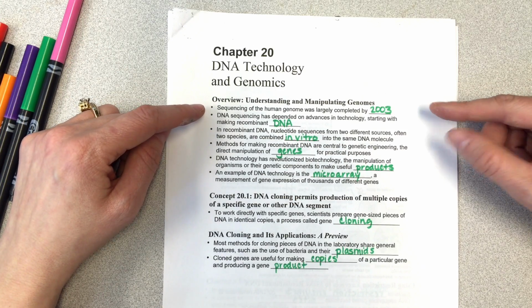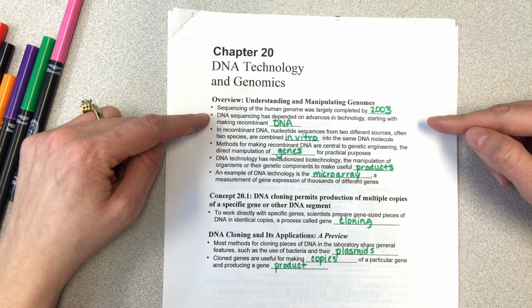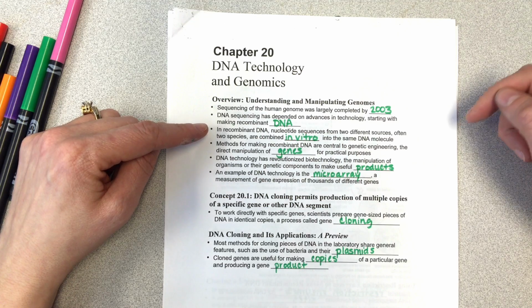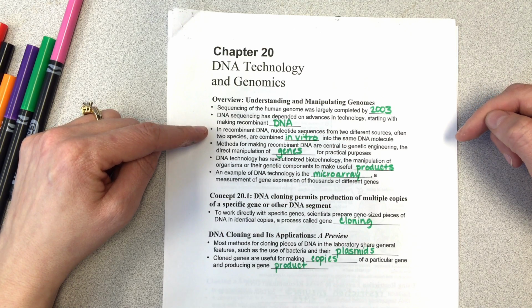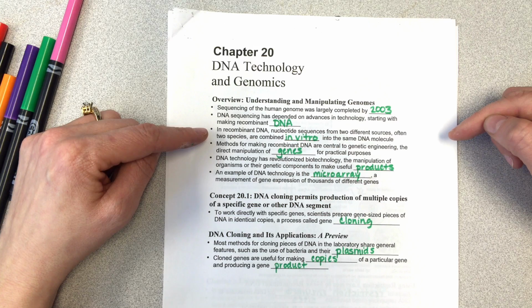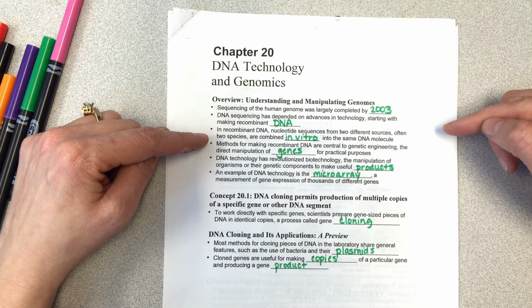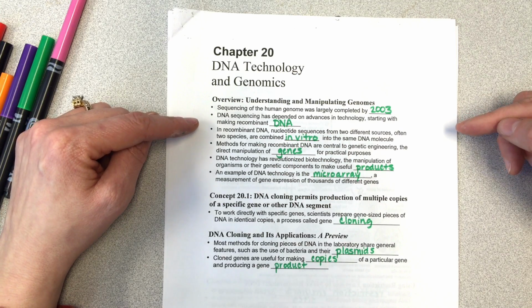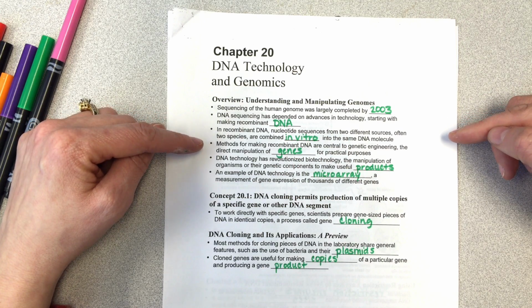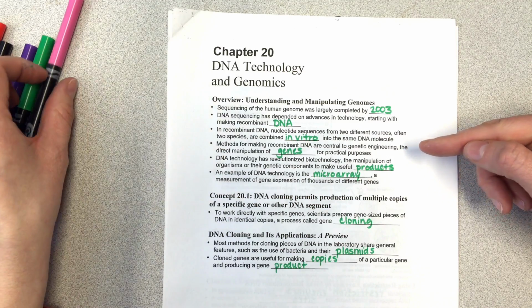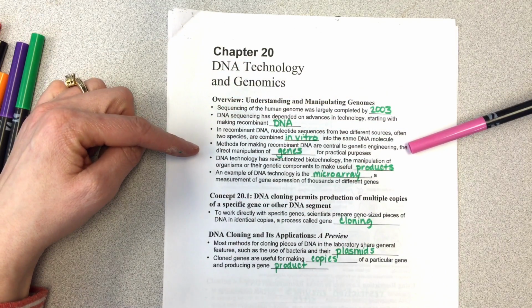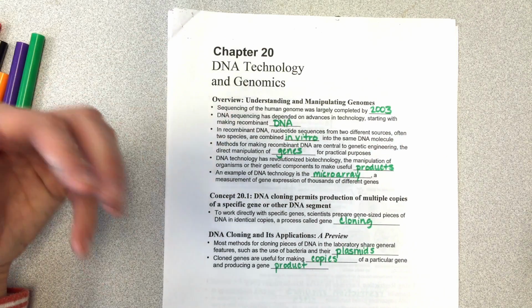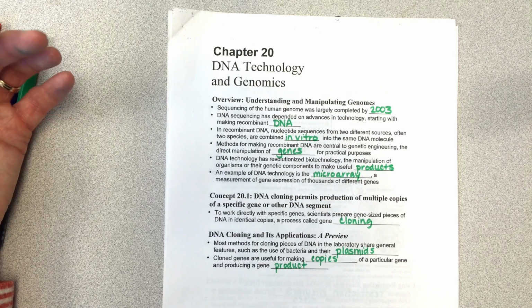So I'll just read through this and discuss it. So we're going to talk about sequencing of the human genome, largely completed by 2003. DNA sequencing has depended on advances in technology, starting with making recombinant DNA. So we're going to talk about that. In recombinant DNA, nucleotide sequences from two different sources, often two species, are combined in vitro, that means in the laboratory, into the same DNA molecule. Methods of making recombinant DNA are central to genetic engineering, the direct manipulation of genes for practical purposes. So we're going to talk about how we manipulate genes to do some things for us.